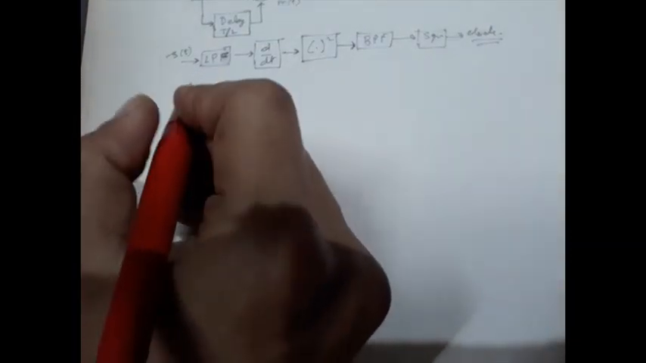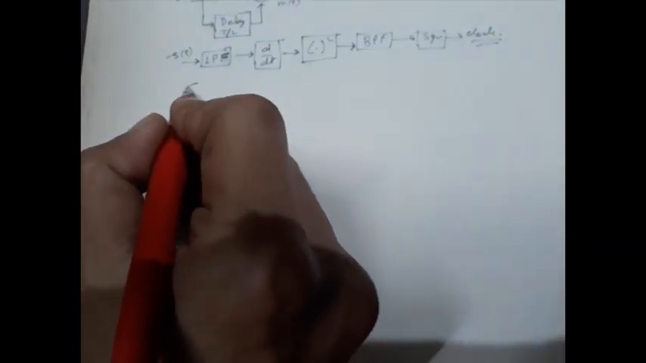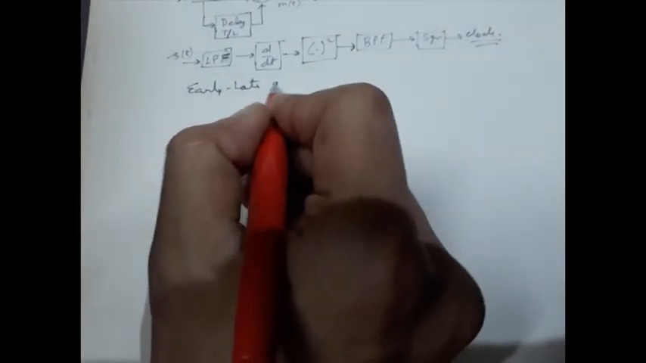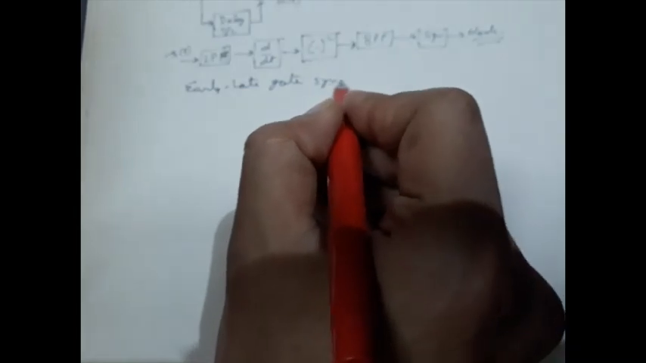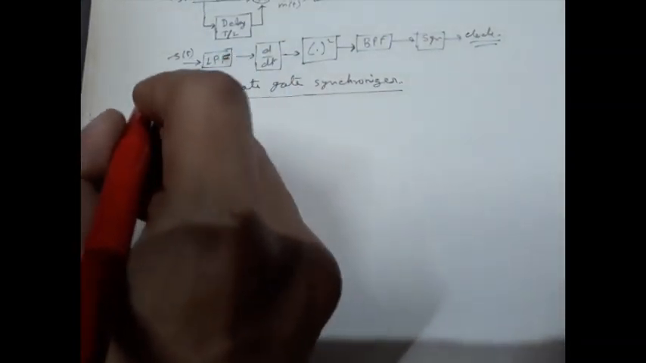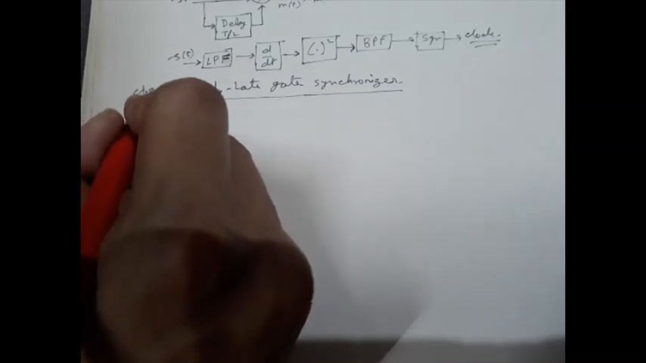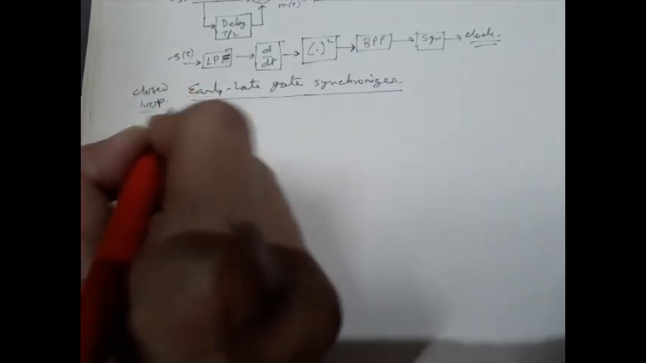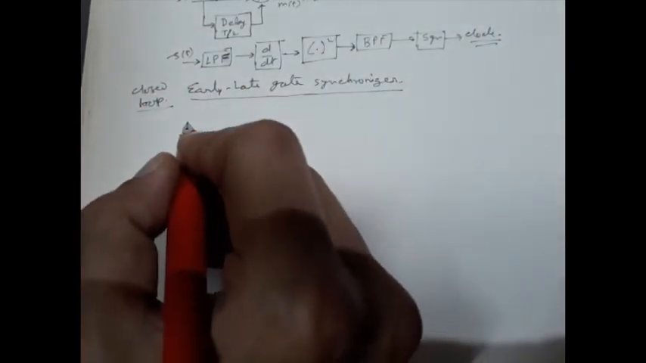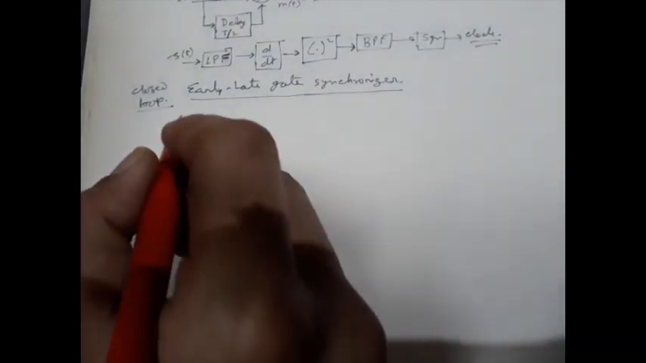Now we will consider a closed loop synchronizer. The closed loop synchronizer that we are going to study is the early late gate synchronizer. And as I already mentioned, this is a closed loop. Closed loop synchronizers actually try to lock the locally generated clock signal with the incoming binary signals.